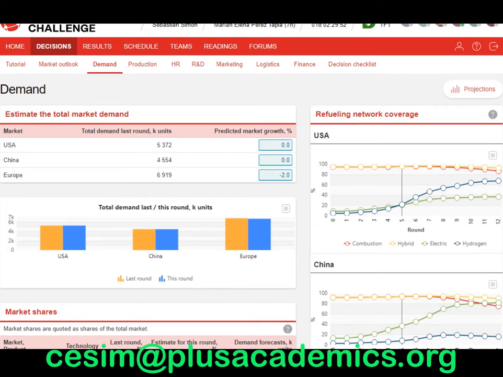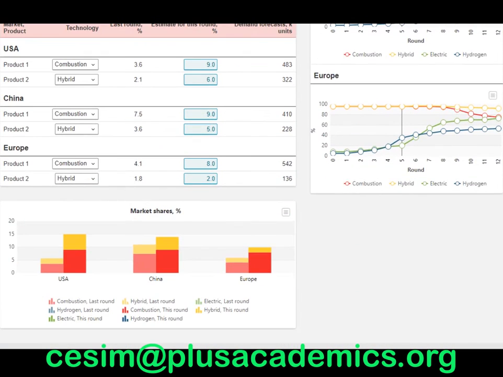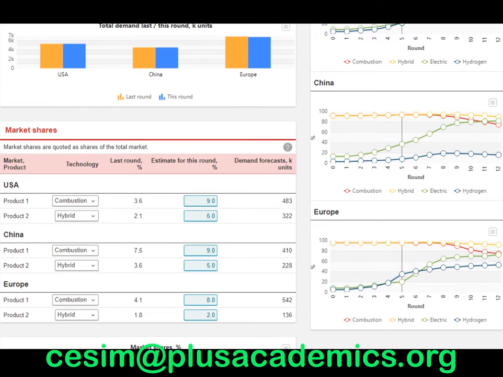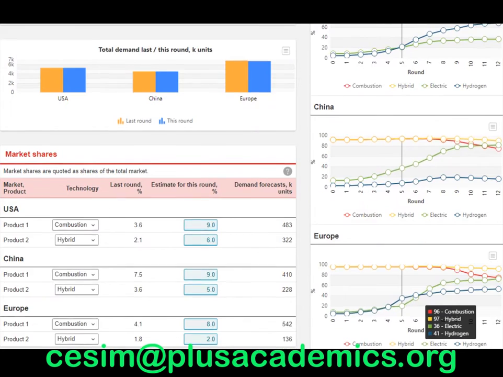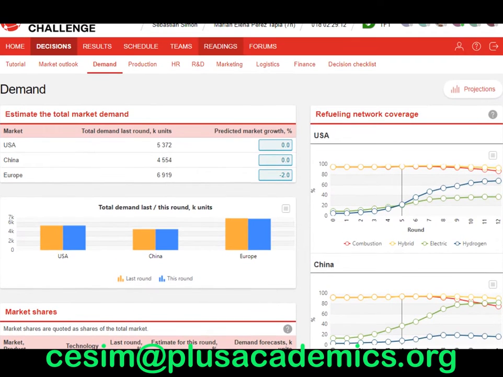As you can see, this refueling network coverage is a very important map because it tells you which product is going to have the infrastructure that is required for you to sell that product in a given region. For example, in China, we see electric is growing very fast, and the electric infrastructure in China is being developed quite fast. So this is one area that you need to consider if you are looking into the future. In Europe, electric is also doing very good. This is an emerging market, and you need to start introducing an electric car so that you can take advantage as the market grows before it matures.